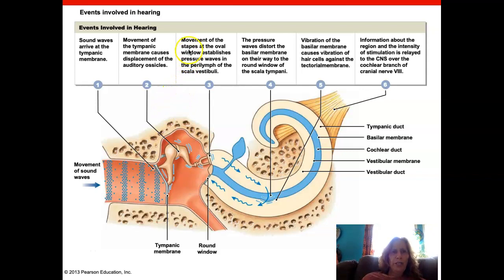The events involved in hearing. So let's go over all these again. The sound waves arrive at the tympanic membrane. The tympanic membrane vibrates, causing the auditory ossicles to vibrate. The movement of the stapes hits the oval window and causes a pressure wave in the scala vestibuli. The pressure wave distorts the basilar membrane on the way to the round window. Vibration of the basilar membrane causes vibration of the hair cells against the tectorial membrane. And then this information is gathered by the cochlear branch of cranial nerve number 8.